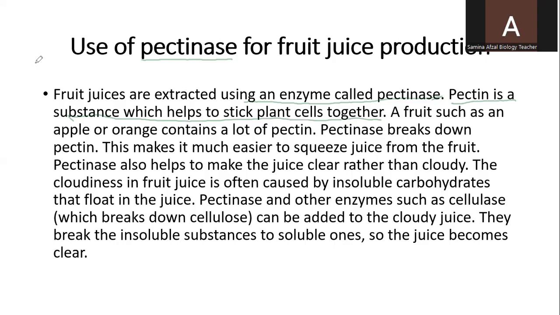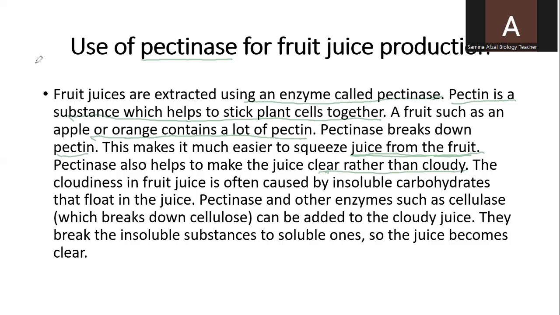A fruit such as apple or orange contains a lot of pectin. So pectinase breaks down pectin, and this makes it much easier to squeeze juice from the fruit. When pectin is broken down with the help of pectinase, it is very easy for us to squeeze the juice from that fruit. Pectinase also helps to make the juice clear rather than cloudy. The juice which is made is cloudy, but pectinase will help to make it clear.